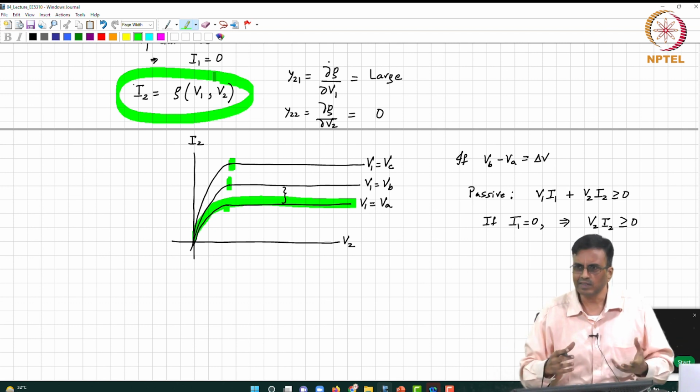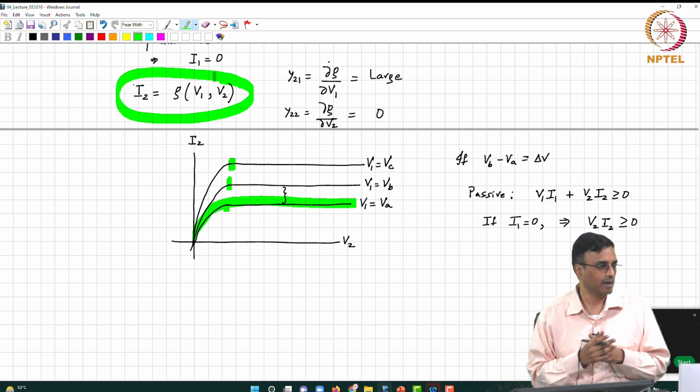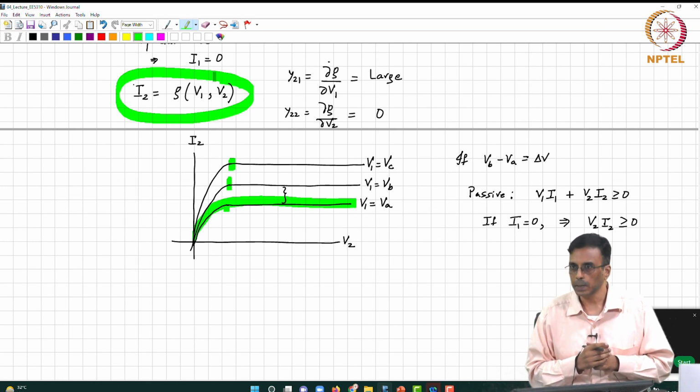If you are trying to build devices, of course, that is the bread and butter, but if you are trying to build circuits, you do not need to worry about it, okay.